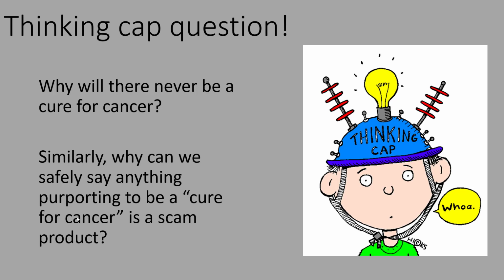Similarly, why can we say that anything purporting to be a cure for cancer is a scam product? Because you can't stop mitosis. Nothing can stop mitosis and still keep you alive. So we have to have targeted cures for each type of cancer.